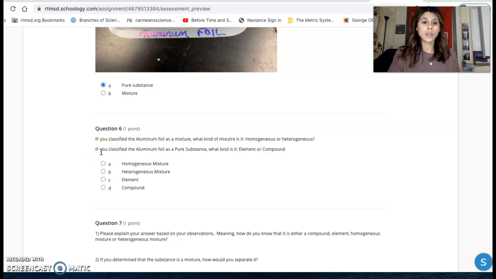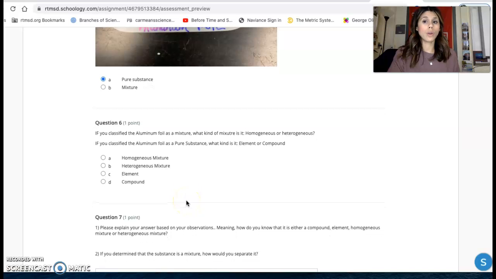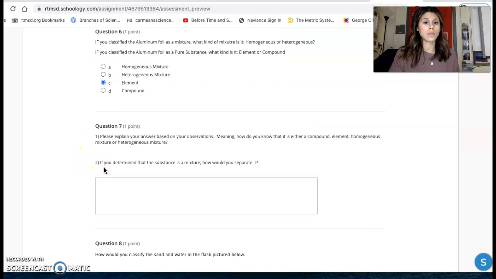If you classify the aluminum foil as a pure substance, what kind is it? Element or compound? Well, aluminum foil is made of aluminum, and if I look at the periodic table of elements, I see that it is an element, and it's element number 13. So I'm going to select element.